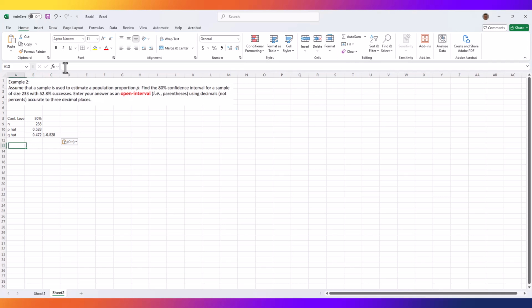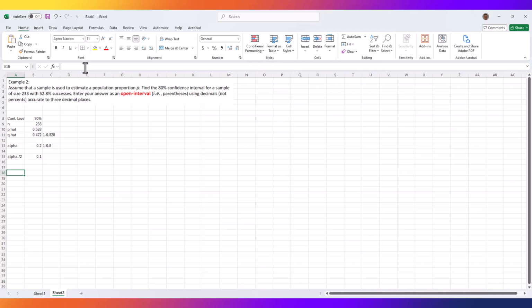A little bit of work there. Alpha. What's our alpha going to be in this case? Well, it's 1 minus 80%, 0.8 as a decimal. Put that here. And so then that little tail area, alpha over 2. 0.2 divided by 2. I expect you to show your work, so I will too.